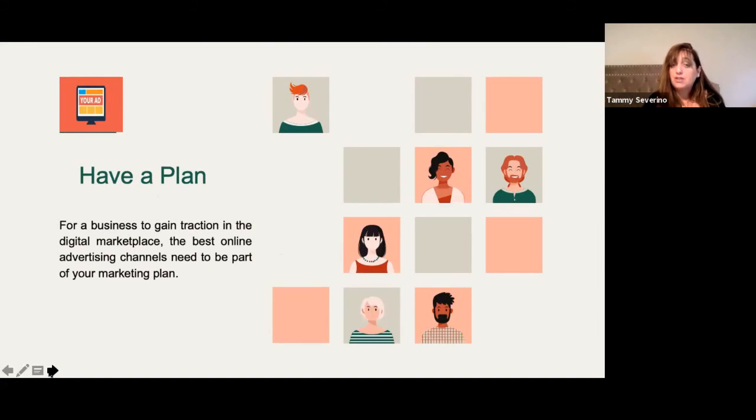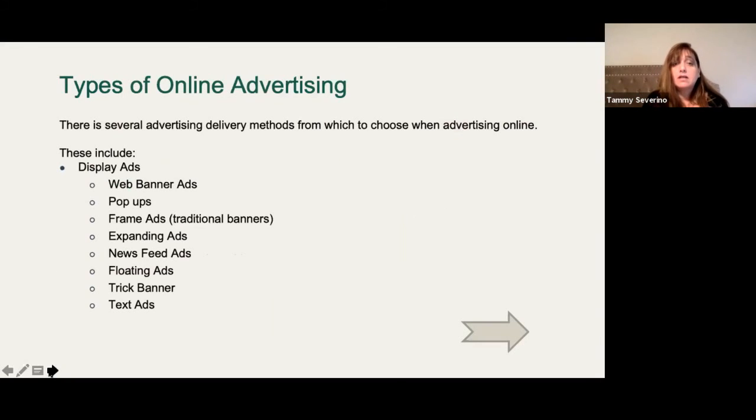So the best way to get some traction and really see results from online advertising, particularly within the digital marketplace, is to have a plan. It needs to be part of your overall marketing plan. Otherwise, you're going to have random ads, and you may have success, you may not, but regardless, you will likely not have the kind of success that you would if you were undertaking this effort in a really planful way. So let's talk about some types of online advertising, because there are several of them, and you can consider any or all of them as part of your plan.